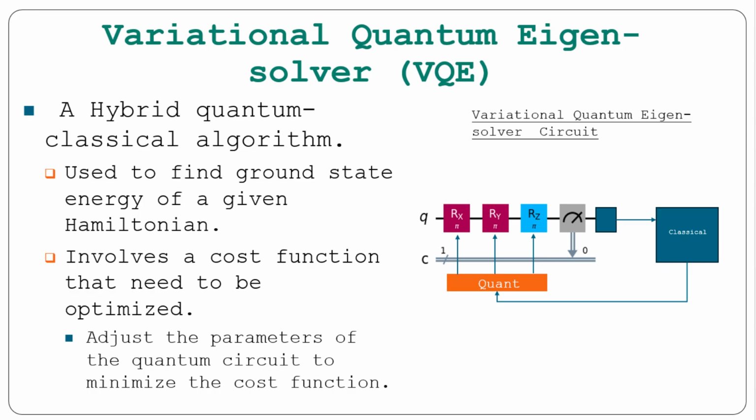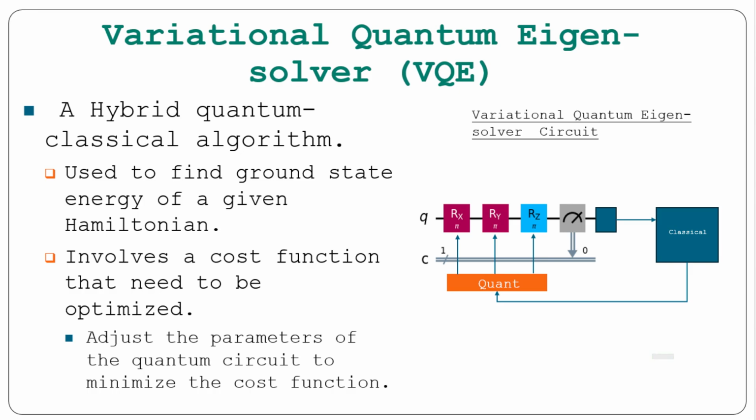Variational quantum eigensolver is a hybrid algorithm that uses both quantum and classical computing techniques. The main goal is to find the ground state energy of a given Hamiltonian, which is analogous to finding the minimum of a cost function in classical optimization.